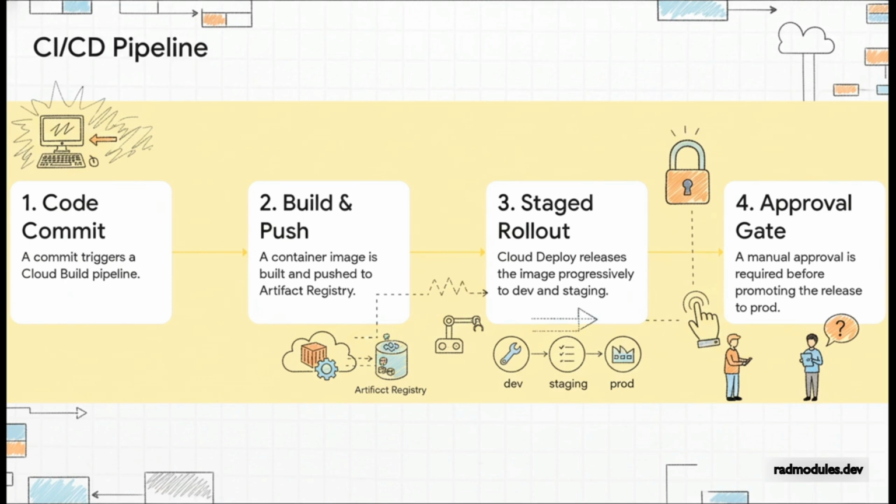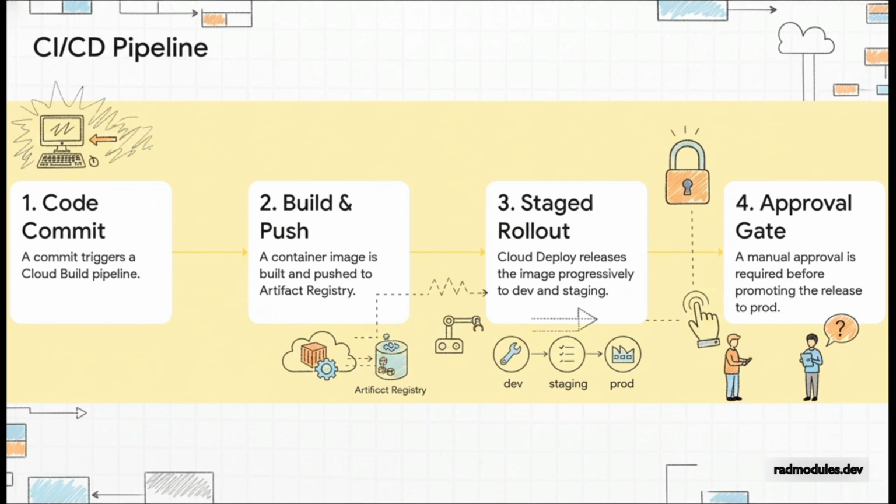Okay, so a huge topic on the exam is CI/CD. This flow you're seeing, it's like a textbook example of a modern automated pipeline. So a developer commits some code, right? That kicks off Cloud Build, which builds a container image. That image gets stored in Artifact Registry. And then Cloud Deploy steps into the rollout, first to dev, then staging, and finally to production.